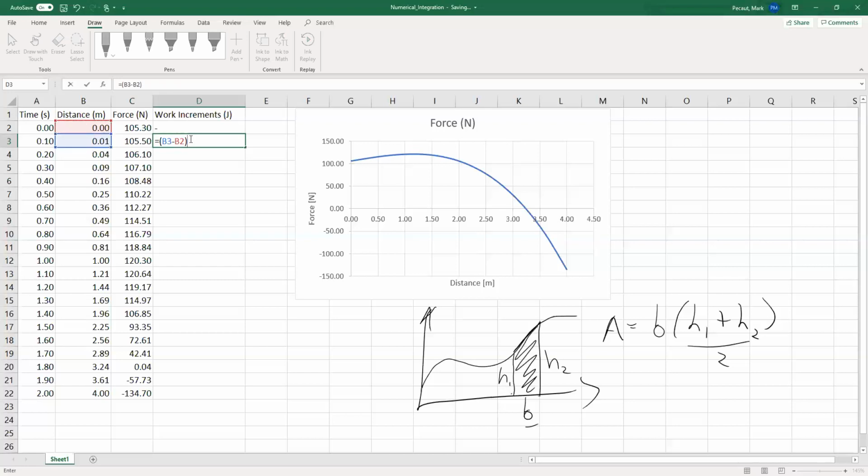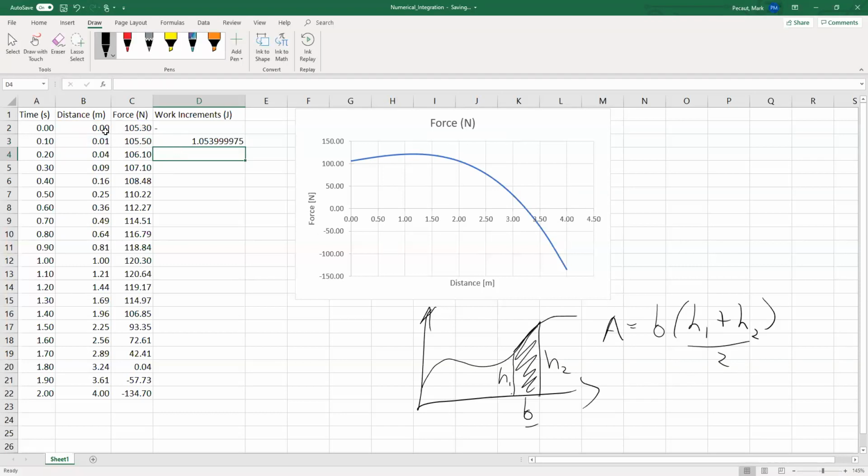Okay, then I want to take, that's my base, B. Then I want to multiply that by, these are the two heights here. So I want to take this height, that's height 1, but I need to add these together. So I'm going to open a parentheses again. I want this height plus this height, and then I want to divide the thing by 2. So this is the area of the trapezoid, just the same as what's going on over here. Okay, let me just hit enter there.